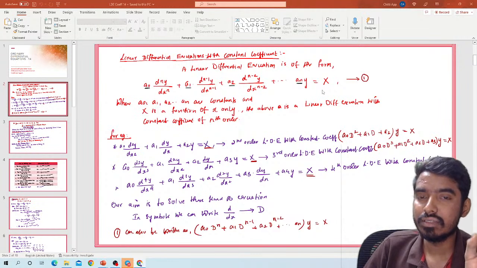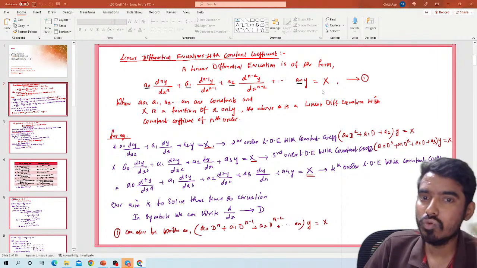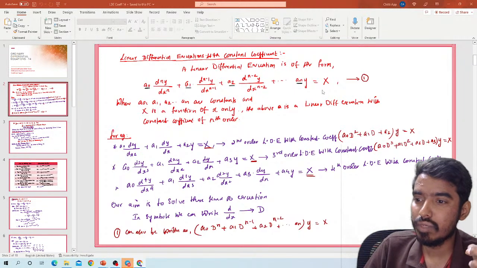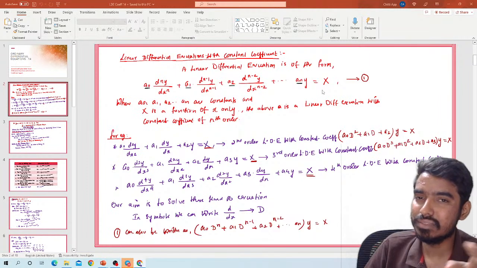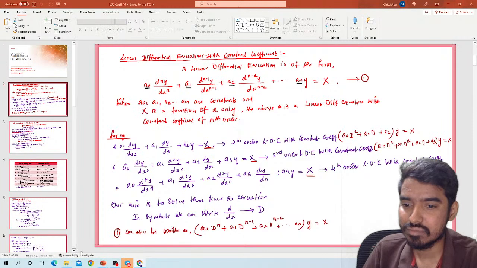And type 4 is e power ax into V. So replace D by D plus a. Take the e power ax outside and you do type 2 or type 3 depending on the problem. And type 5 is x into V. So for x into V, you have the formula 1 by f of D, x into V minus x into f dash of D by f of D whole square into V. The orthogonal trajectories actually come under equations of first order and first degree.